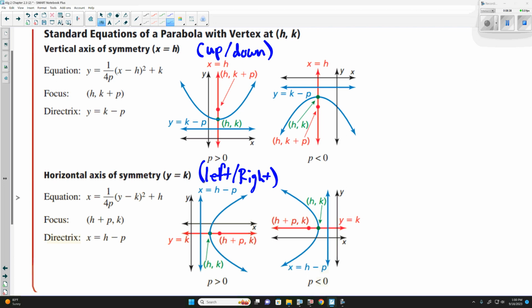Because with a graph, y equals is going to be our up or down, and x equals is going to be the left or right. Because x equals, our equation is going to open to the left or to the right. If it's y equals, it's going to open up or down. It's going to be one or the other.